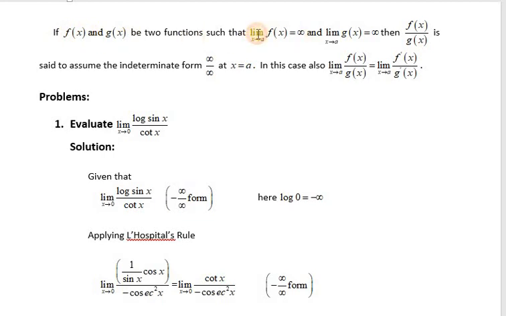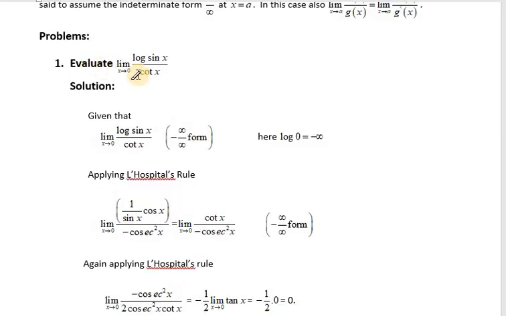If the limit as x tends to a of f of x is equal to infinity and limit as x tends to a of g of x is equal to infinity, then f of x by g of x is of the form infinity by infinity. So in this case we use the L'Hopital's rule. That means we differentiate the numerator separately and denominator separately, and in some cases it will be converted into 0 by 0 form and then simplified by using L'Hopital's rule.